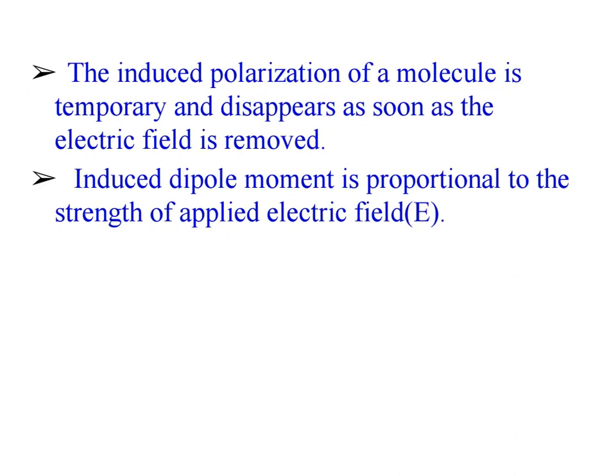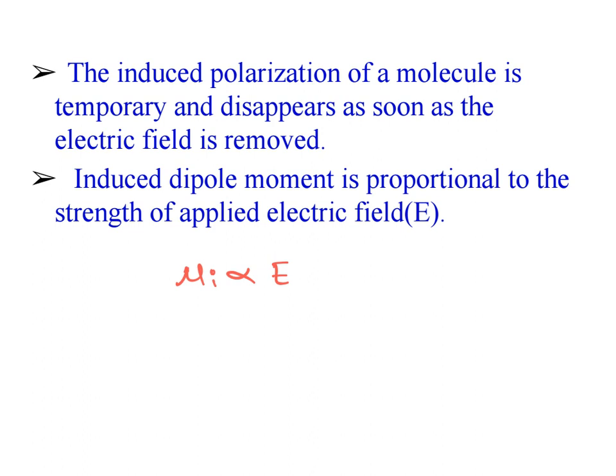This induced dipole polarization is temporary. As I said, once we remove the electric field, it completely disappears. The induced dipole moment is usually represented by mu I. That is dipole moment; I means induced dipole moment. It is always directly proportional to the electric field. How much field we apply, that much dipole is generated.